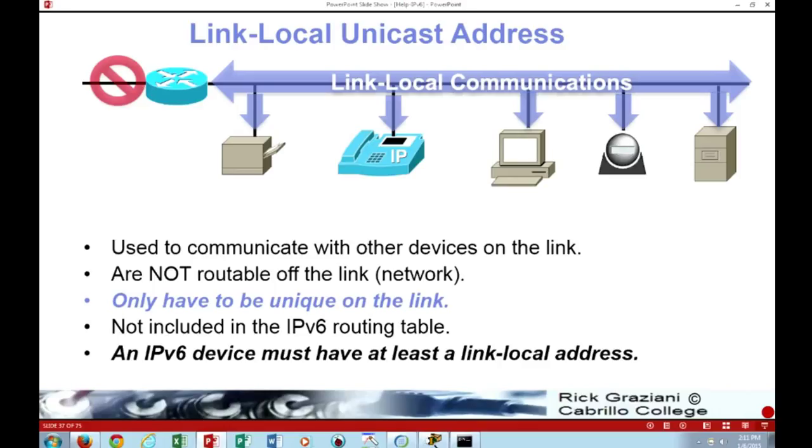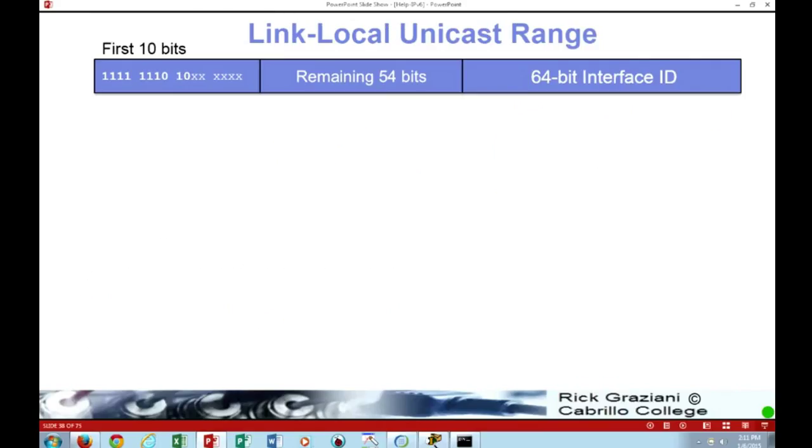If you've done ipconfig on your computer at home, and you see that FE80 blah, blah, blah for IPv6, that's a link local address. So is this almost a replacement for a MAC address? No, you still have a MAC address. I'll talk about why this is important. The first thing, it must have at least a link local address. If it gets a global unicast address, that's great. But these are great.